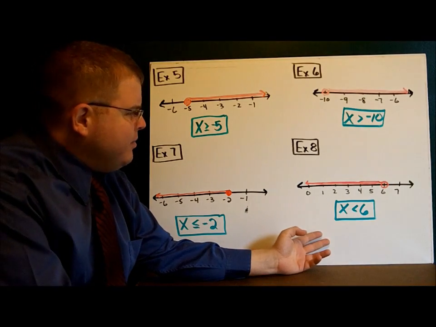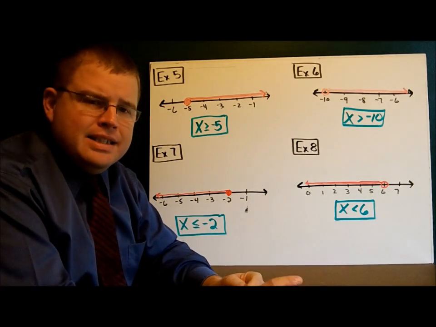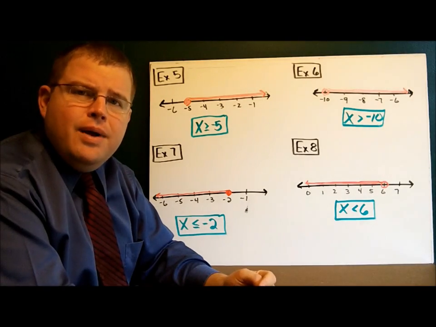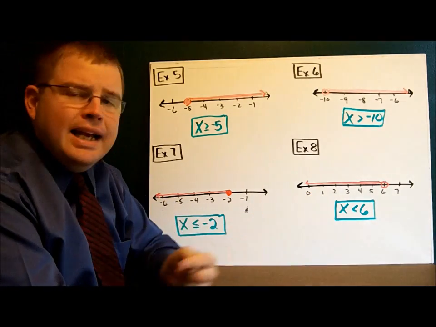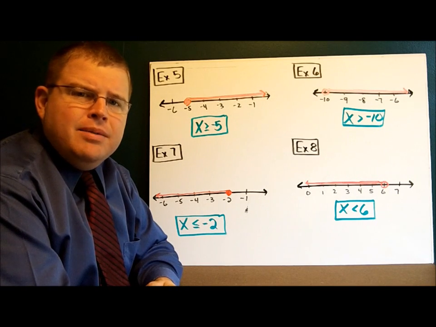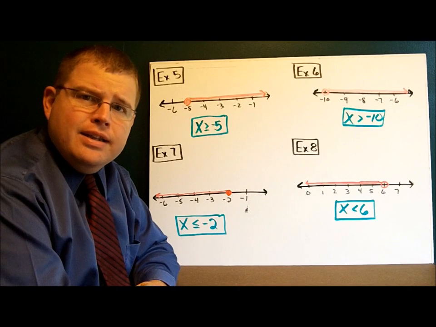Finally, we have number 8 here. There's an open circle at 6, meaning it is not included, and we're shading to the left where it's less than. So x is less than 6. These are basic inequalities. Now, sometimes you can have inequalities that have more than one criteria. Let's take a look at those.